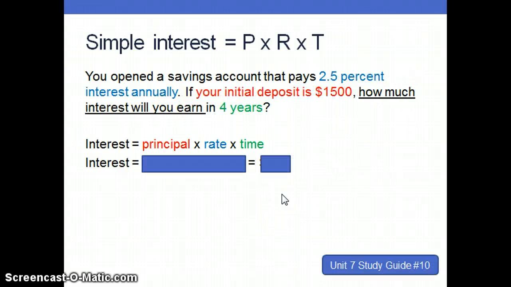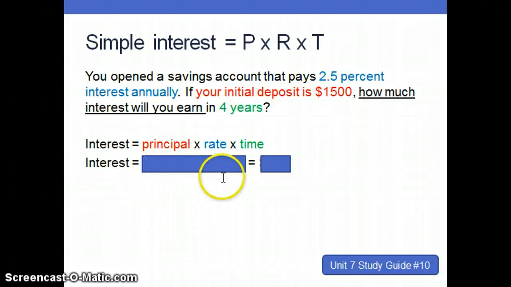Okay, this next one is a similar problem to the one that we just did, and this is the Unit 7 Study Guide problem number 10. You opened a savings account that pays 2.5% interest annually. If your initial deposit is $1,500, how much interest will you earn in 4 years? So for this one, what I want you to do in a moment is to pause the recording and try the whole thing on your own.